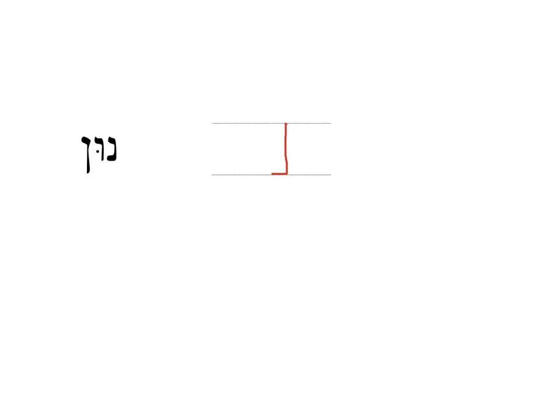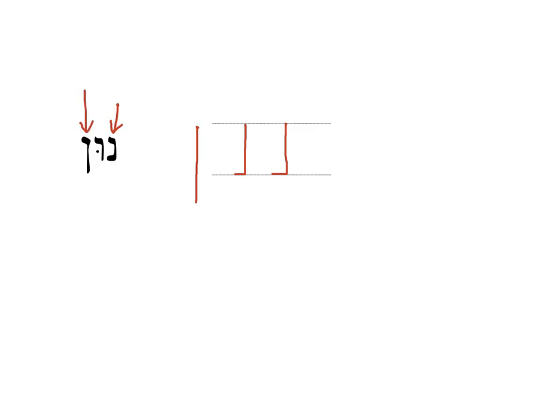Now for Nun, again, we use the script. It's just a straight line with a short foot to the left. Nun. Nun also has two forms, just like a couple of the other letters. If it's the last letter of a word, then it has a long tail at the bottom. Nun. And here you can see a typeset Nun at the beginning and a final Nun at the end.